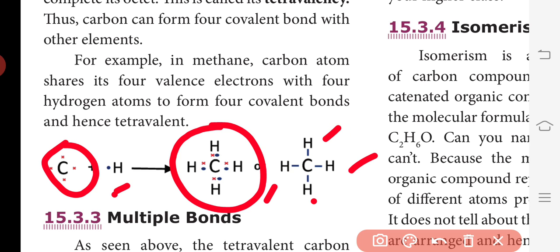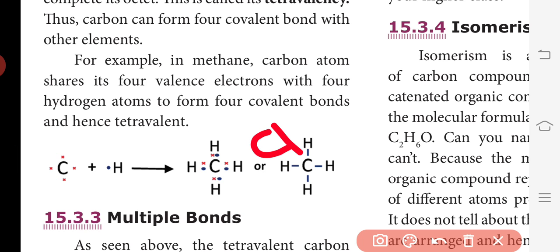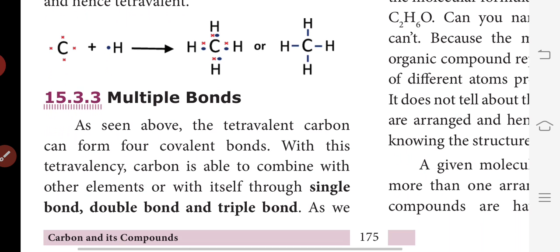So 4 plus 4: carbon already has 4 electrons and the hydrogen has 4 electrons, so 4 plus 4 will become 8 electrons. The formula for methane is 1 C and 4 hydrogen atoms, so CH4. Now this becomes a tetravalent compound. This is called tetravalency.